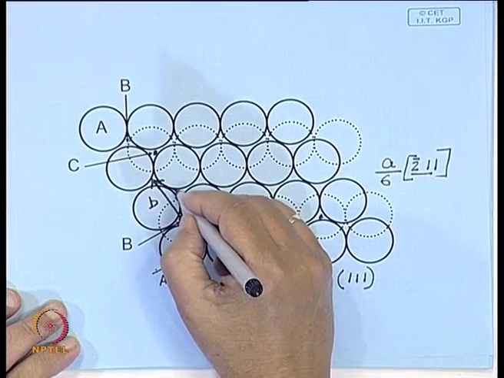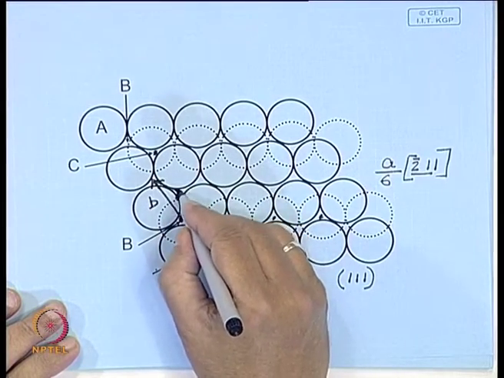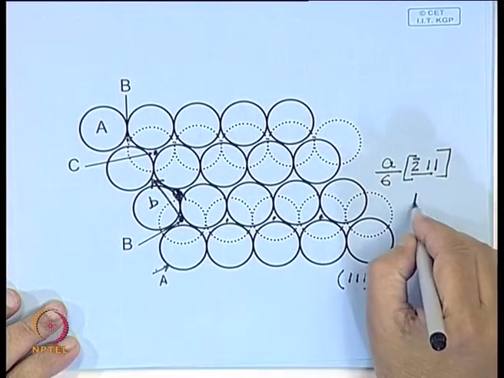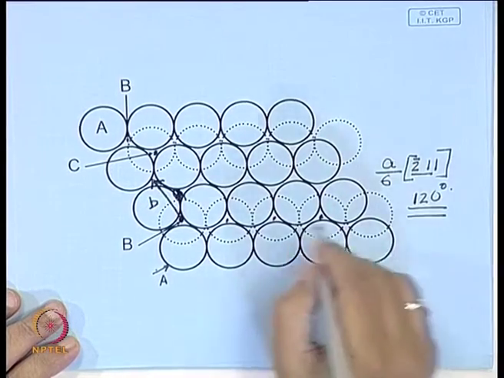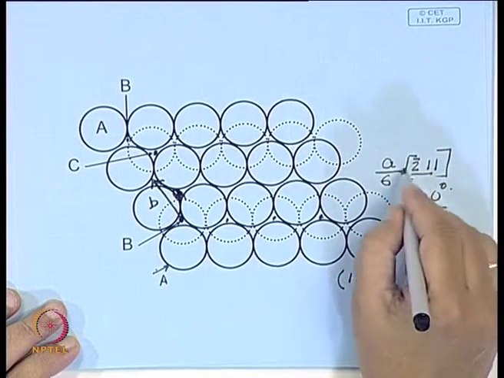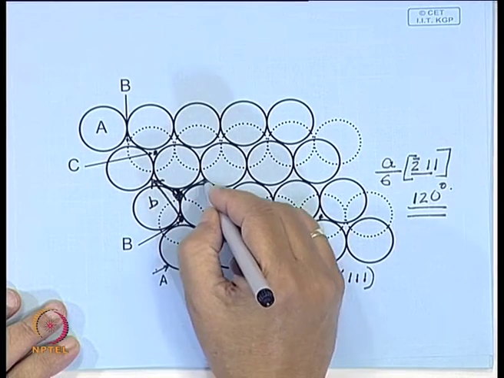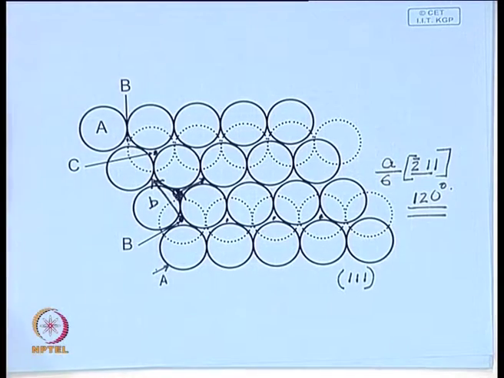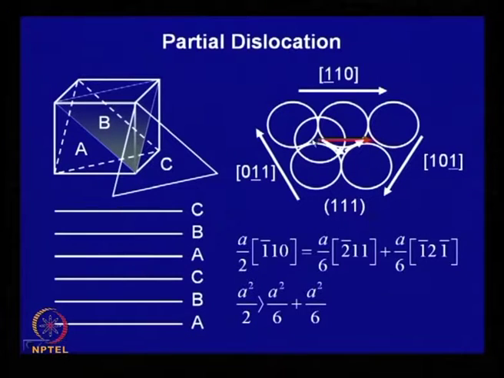That condition should be satisfied, that this direction should lie on this plane. Similarly, you can find out this Burgers vector, and you will find that the angle between these two will be 120 degrees. So, on this plane you can have three Burgers vectors of this type, one this, this, another like this. It was shown that if this perfect dislocation splits up into two partials, and then you calculate the energy, which is proportional to the square of the Burgers vector, the perfect dislocation energy is a squared over 2 and the partial dislocation energy is a squared over 6. Adding two of these gives a squared over 3, which is less than a squared over 2. Therefore, this is energetically favorable as well.